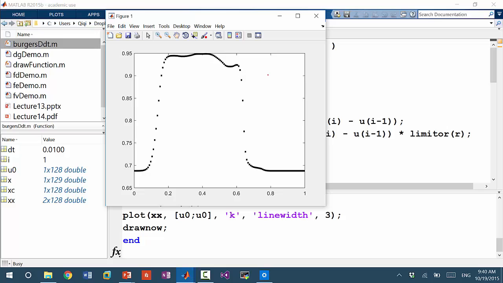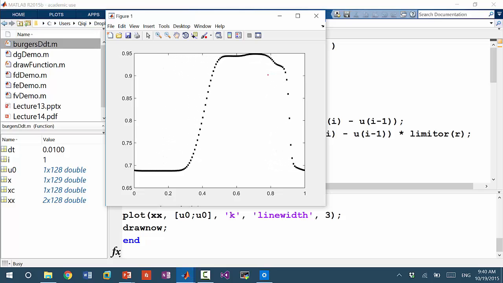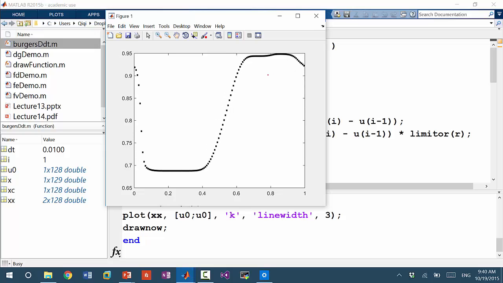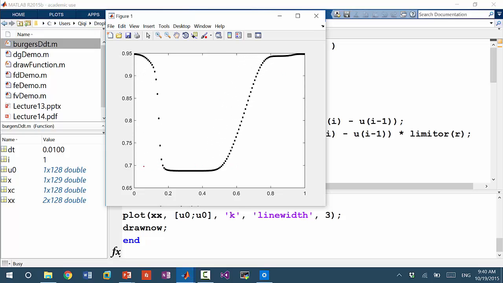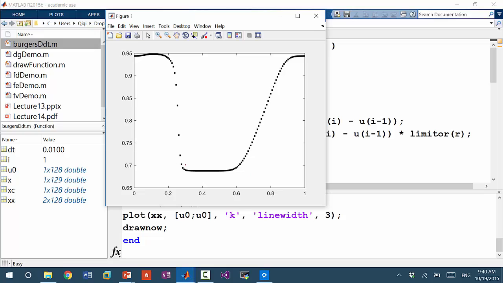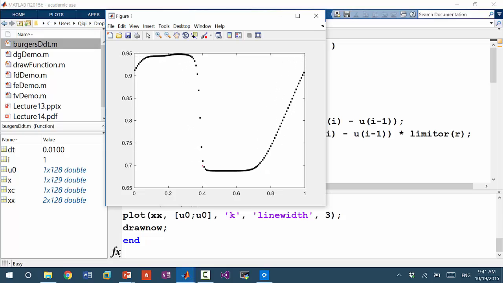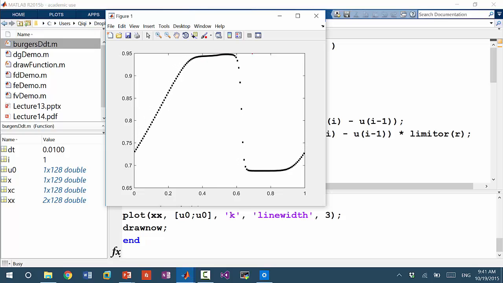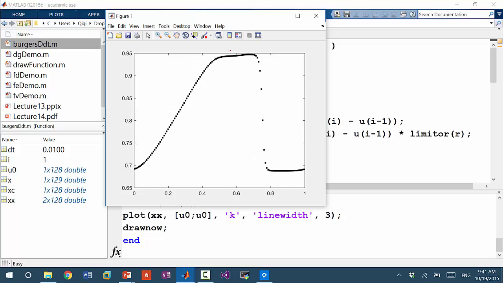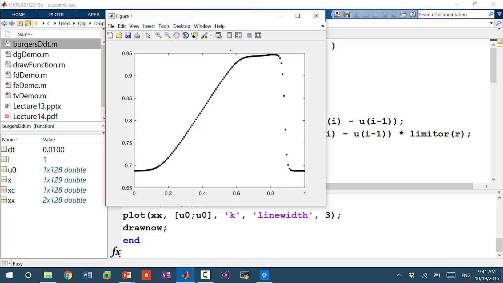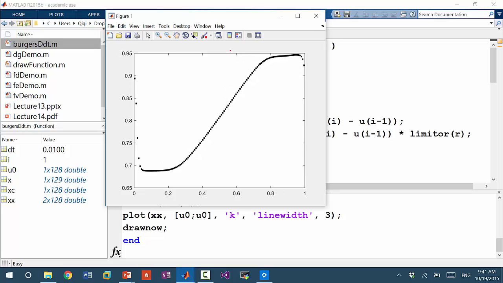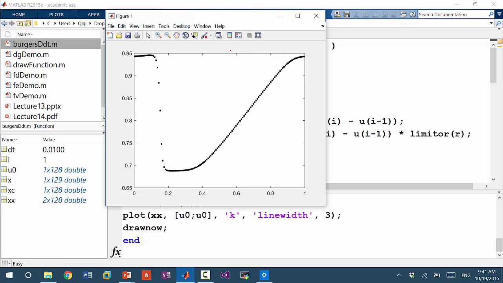So with the limiter on, we see that we no longer have created a new extrema. The solution never dips below the minimum of the original initial condition, and it never exceeds the maximum of the initial condition. And the solution is still going to be second order accurate.